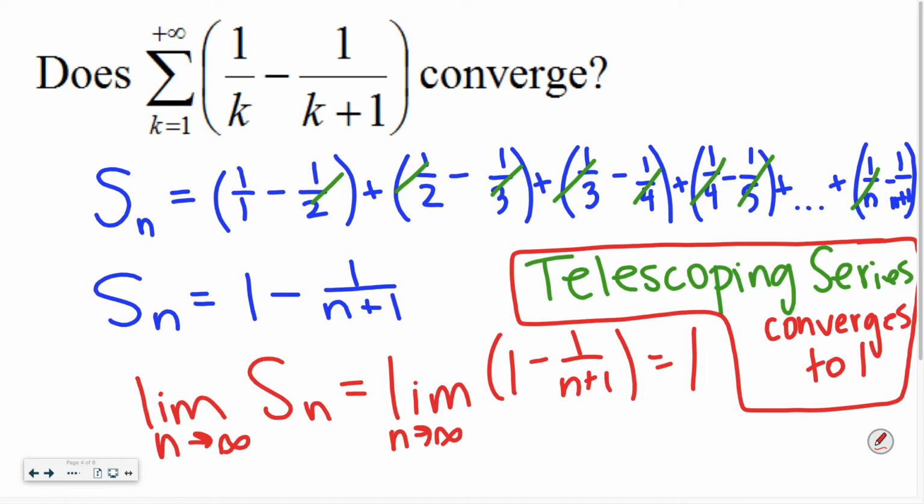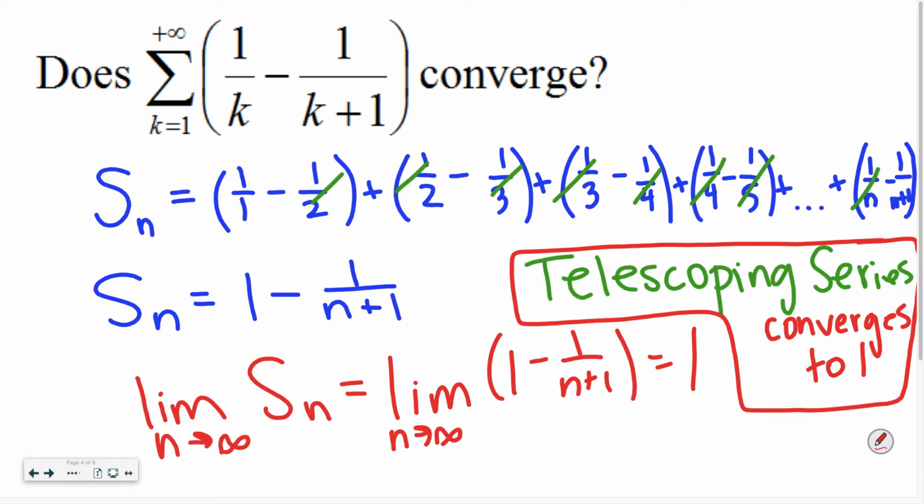Why is it called telescoping? Because of the pattern that cancels out. This has to be set up perfectly in order for this to work.